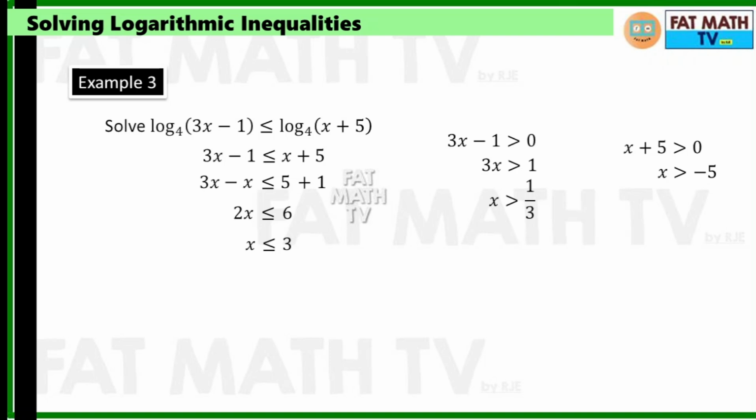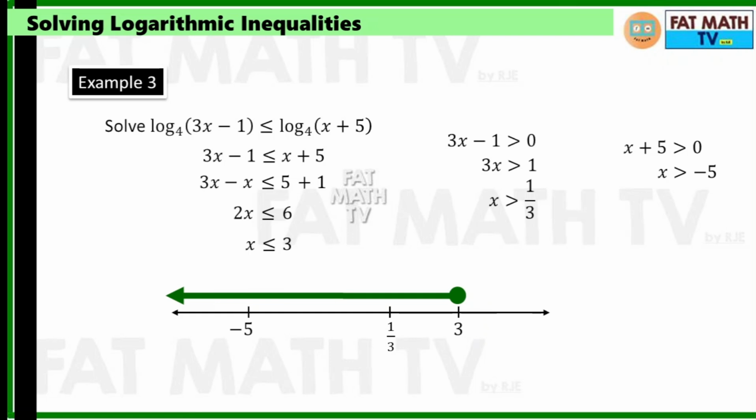The lowest or the least of them is negative 5, followed by 1/3 and then 3. X less than or equal to 3 is this one, from 3 going to the left. X greater than 1/3 is that one going to the right because it's greater. And then x greater than negative 5 is also going to the right. As what you can see here, hollow at negative 5, hollow circle at 1/3, and solid circle at 3, because at 3, we have here less than or equal, meaning to say 3 is part of the solution.